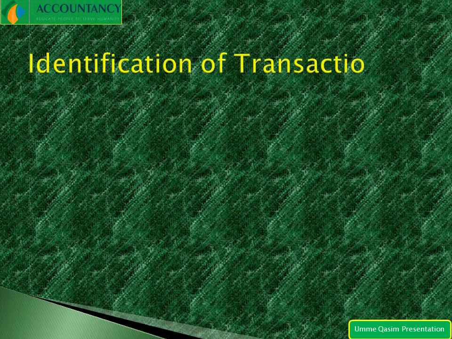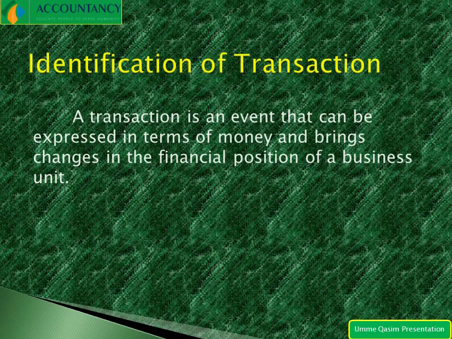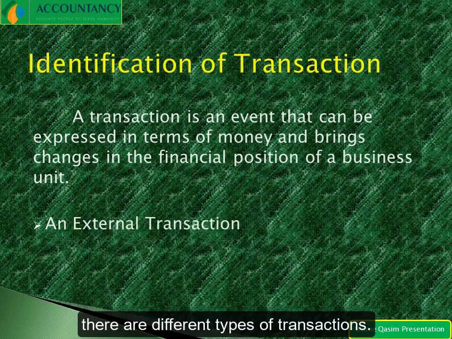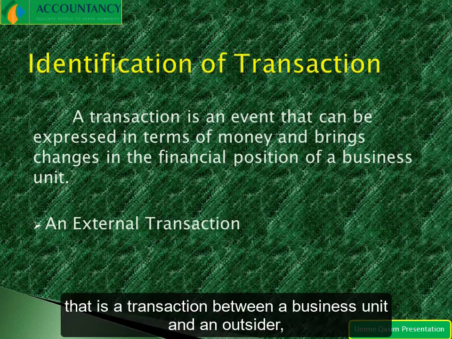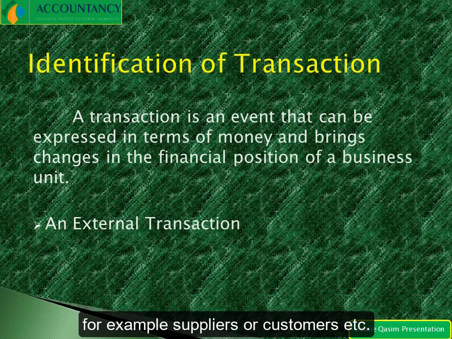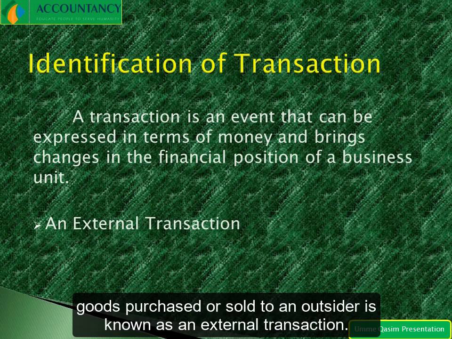Identification of transaction. A transaction is an event that can be expressed in terms of money and brings changes in the financial position of a business unit. There are different types of transactions. A transaction may be an external transaction, that is, a transaction between a business unit and an outsider, for example, supplier or customer, etc. Goods purchased or sold to an outsider is known as an external transaction.